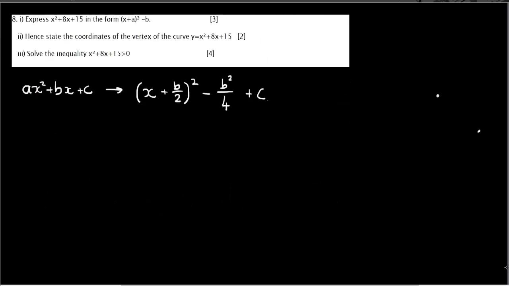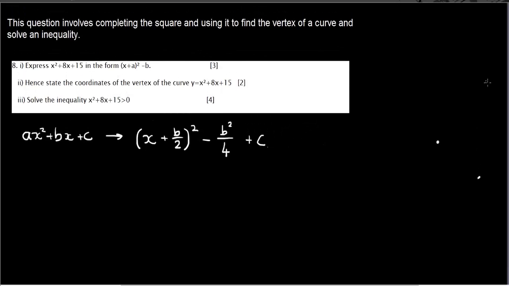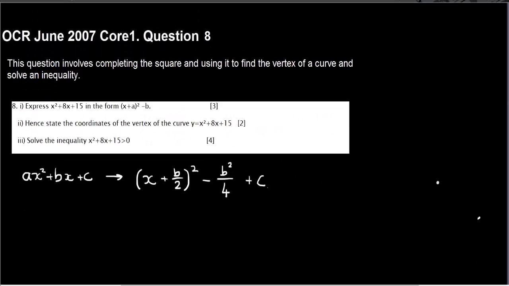Hello, it's Kev Randall. We're continuing with the June 2007 OCR paper. So we've got June 2007, it's a Core 1 paper, question 8. This question involves completing the square, and we use the completed square version to find the vertex of the curve, and then we solve an inequality.